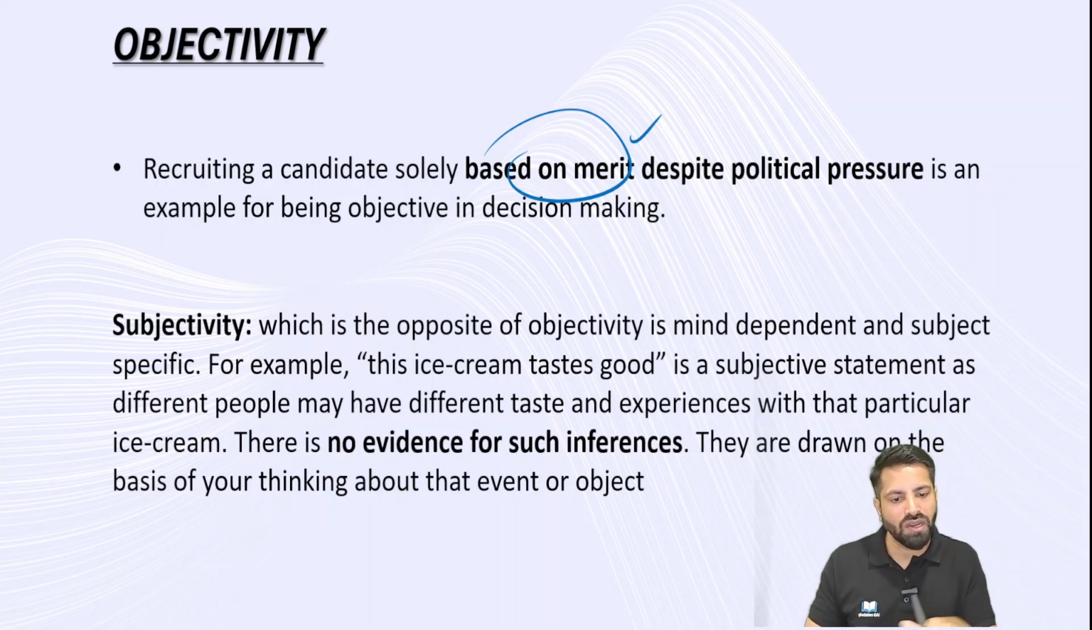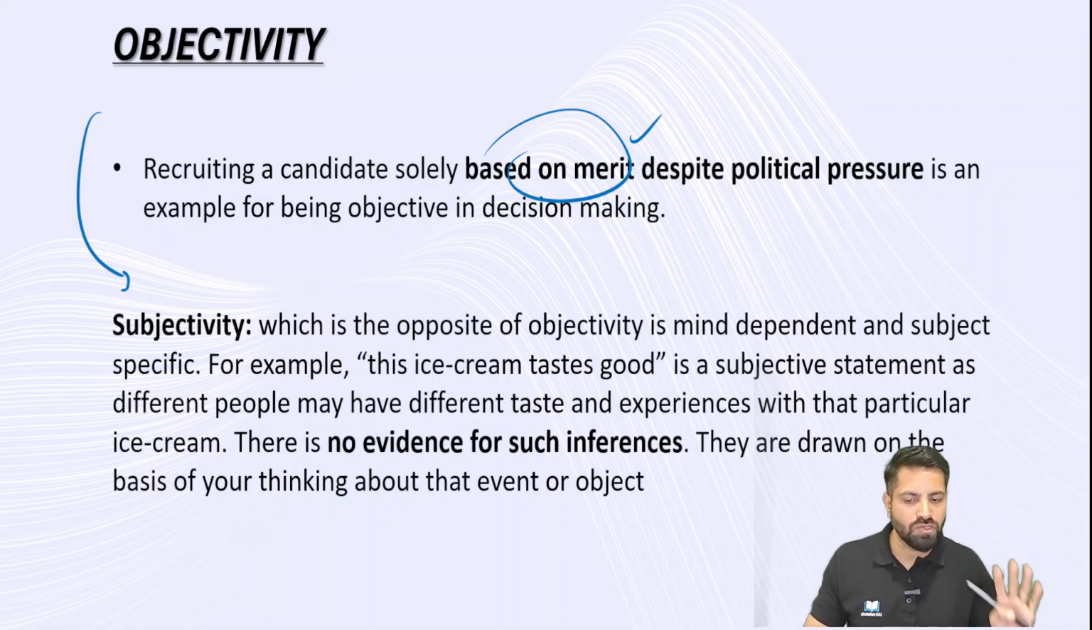Me being a recruiter, I have to follow this criteria. Then I am fulfilling the factor of objectivity in my conduct, right? See, subjectivity, the exact opposite is objectivity. Objectivity is that established rules are there, you have to follow this. Subjectivity is different. Subjectivity is based on my individual opinion.